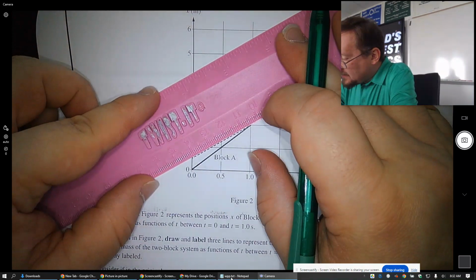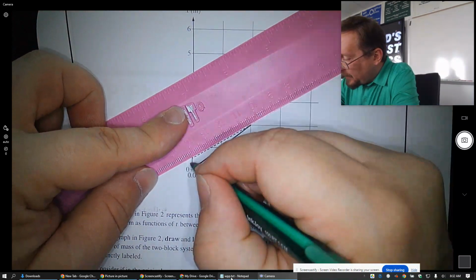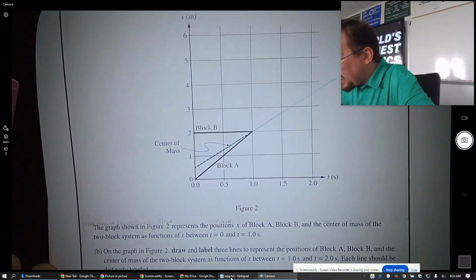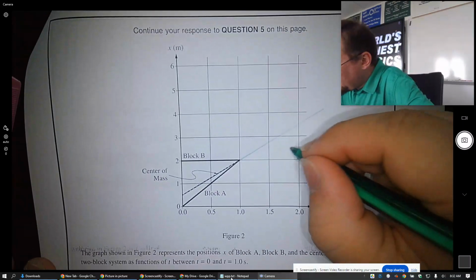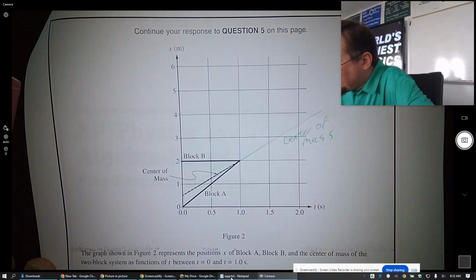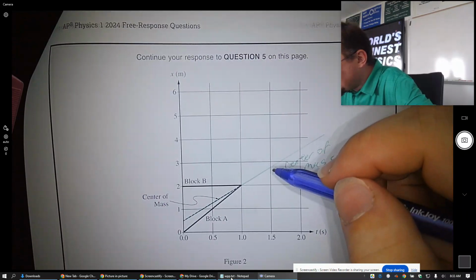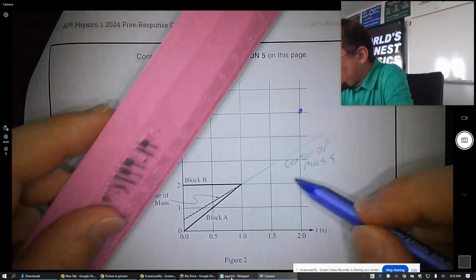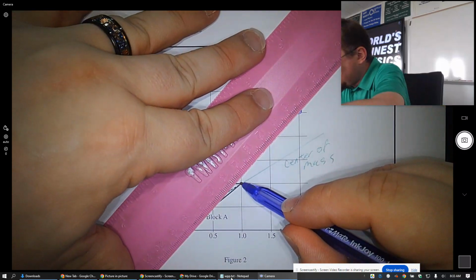Okay, here's what I know for sure. The center of mass is not going to change its velocity in any way. Now, block B, this is the center of mass. Block B is now going 3 meters per second. So in 1 second, it needs to go 3 meters. So here we go.